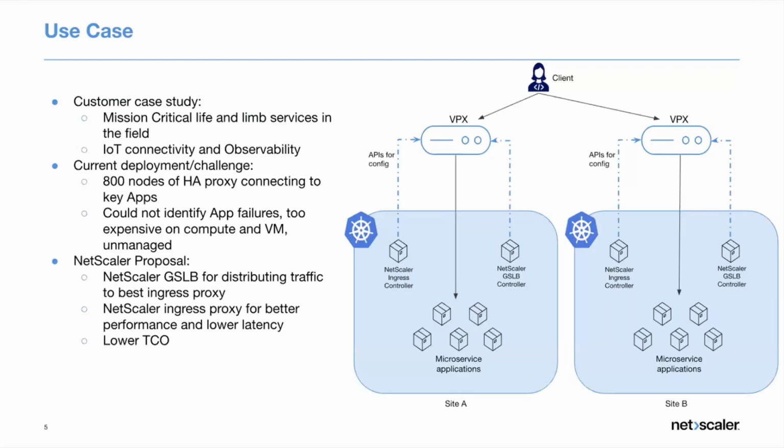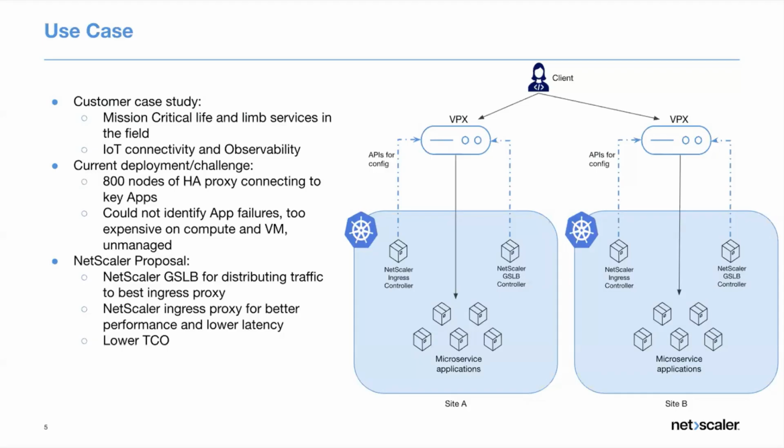So this is the topology, and on the left hand side, I have just given our customer profile. We have one customer who wanted to deploy their mission critical apps into the Kubernetes workload, and they wanted high connectivity for their IoT devices, and they wanted observability. So they had around 800 HA proxies deployed inside the Kubernetes cluster. But due to some failure in identifying what the problem of application availability was, HA proxy was not able to confirm where the problem is.